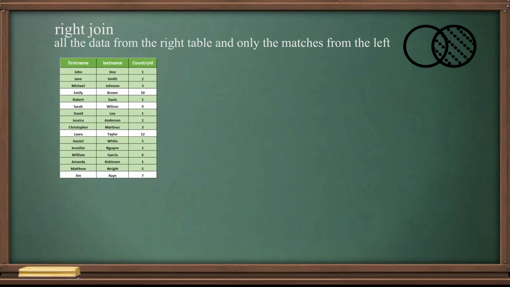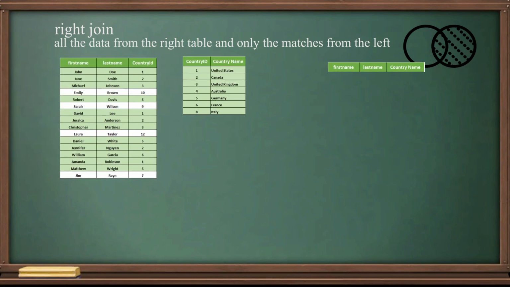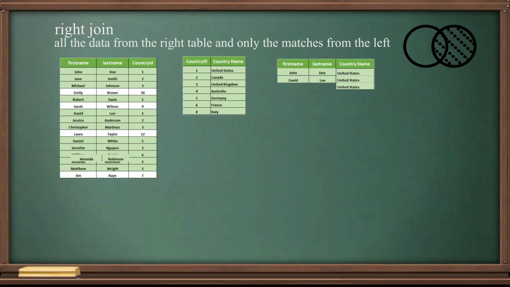It starts with the data from the right table. Search for a match on the left table. And if we have a match, it collects the country name from the right table and the first name, last name from the left. If we have not a match, it returns only the country name.